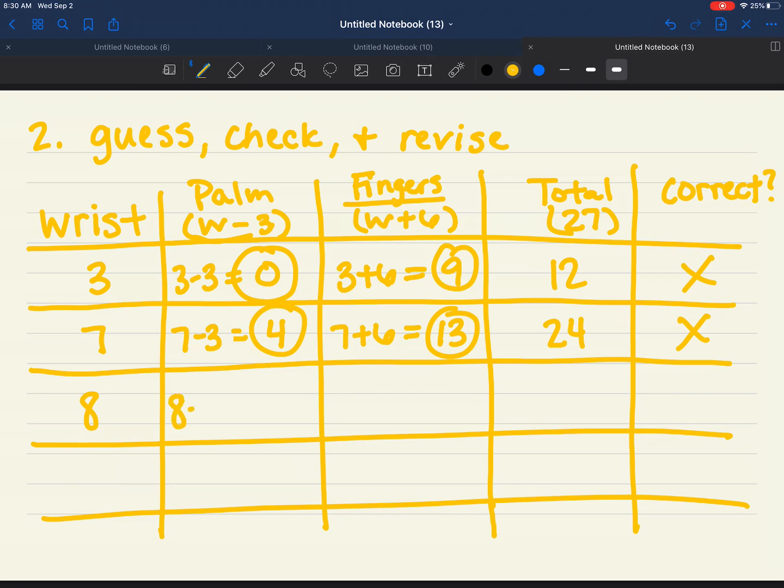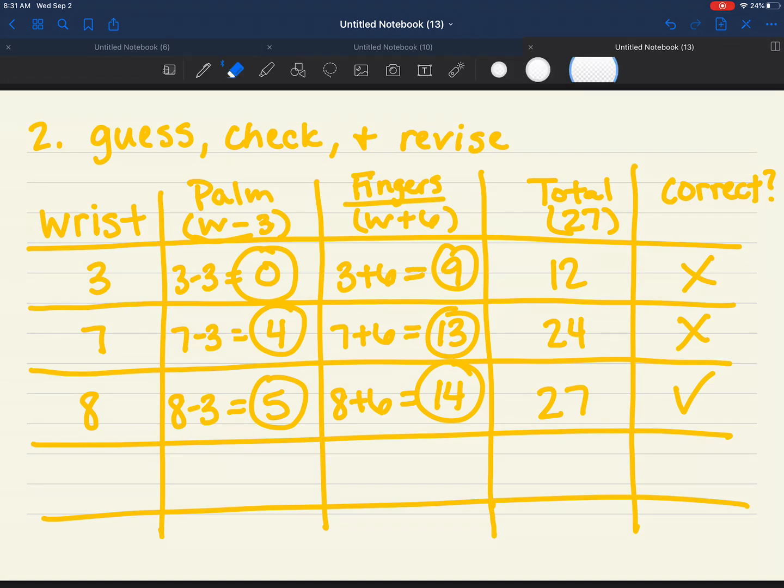All right, so 8 minus 3 is equal to 5. For fingers, I'm going to check 8 plus 6, which is 14. Then I'm going to add 8 plus 5, 13. 13 plus 14, 27, which is what I was wanting. Okay? All right? So, the question said, how many bones are in each part of the hand?